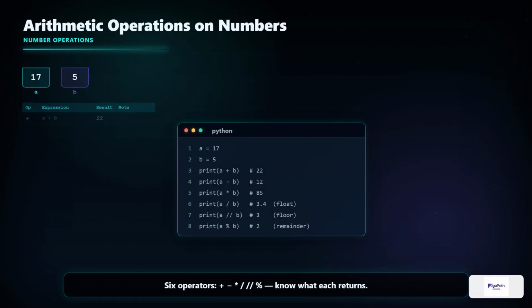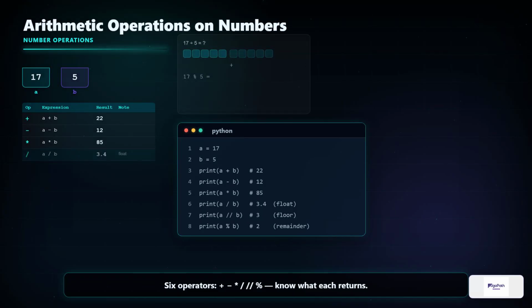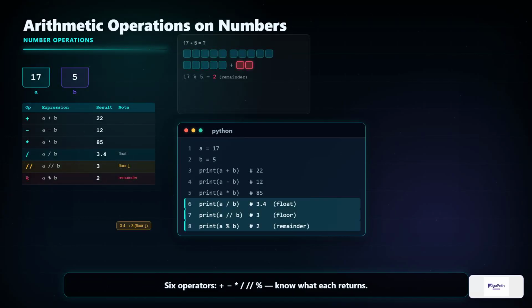Let's use a equals 17 and b equals 5 for every example. Addition, subtraction, and multiplication work exactly as you'd expect. Division with a single slash always gives a float. 17 divided by 5 is 3.4. Floor division with double slash rounds down to the nearest whole number, so 3.4 becomes 3. Modulus gives the remainder. 17 divided by 5 leaves 2 behind. That's what percent returns.